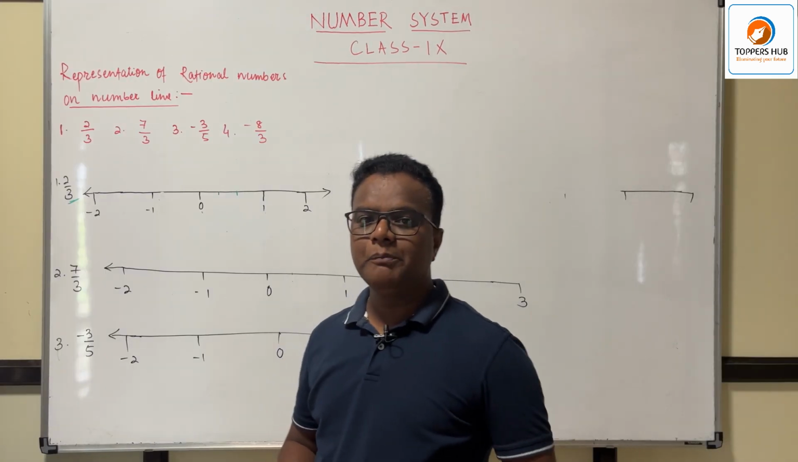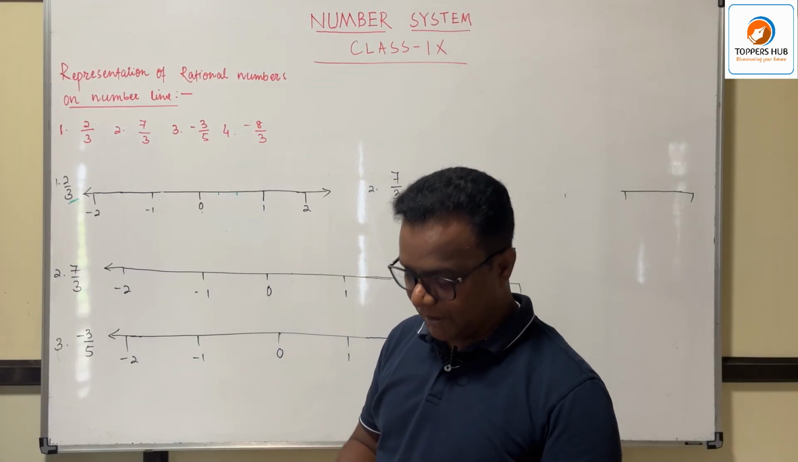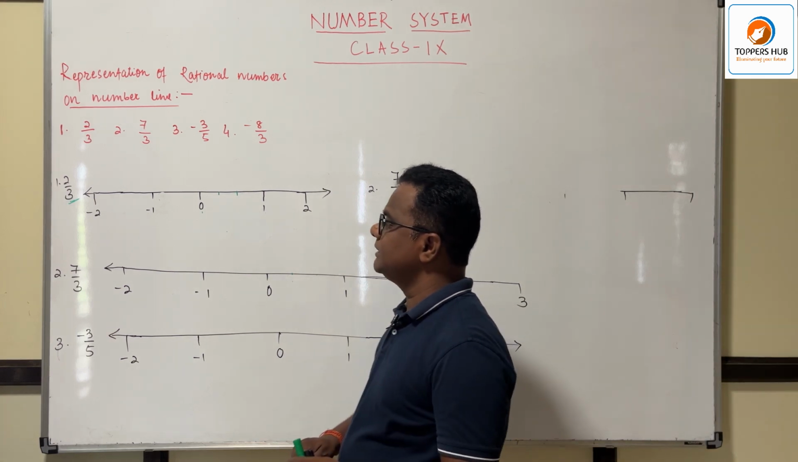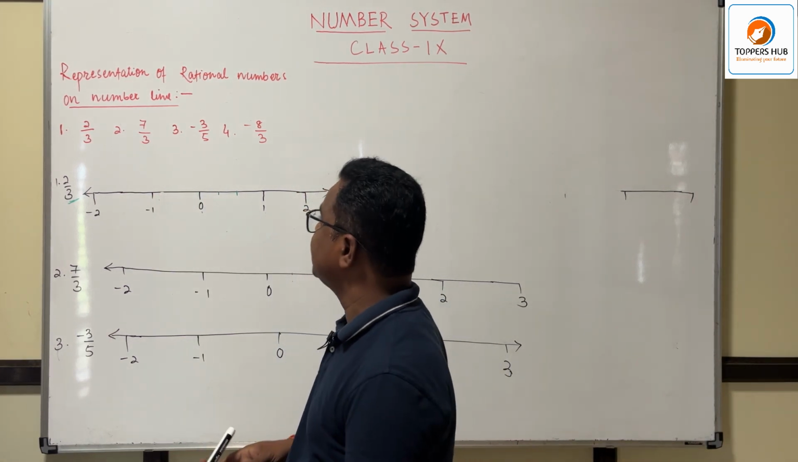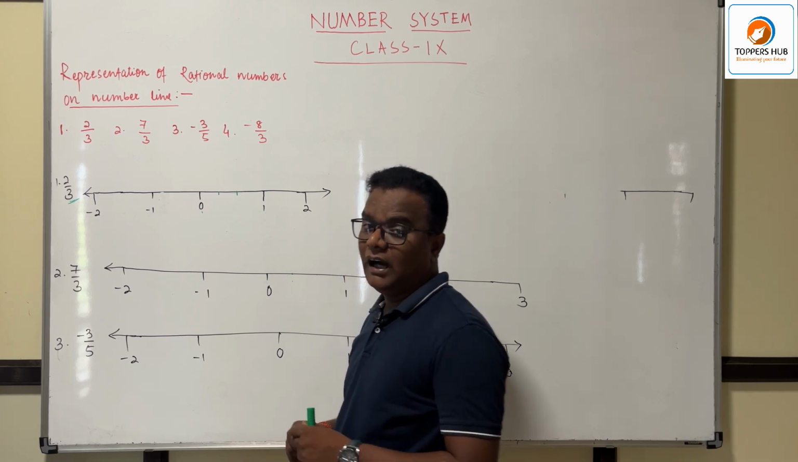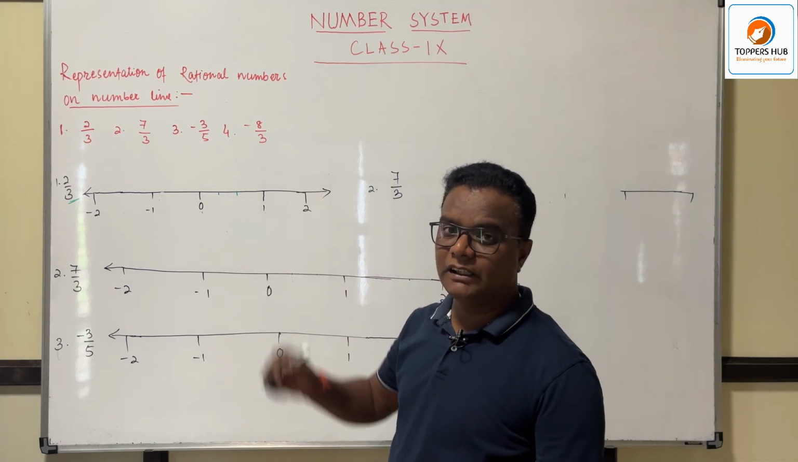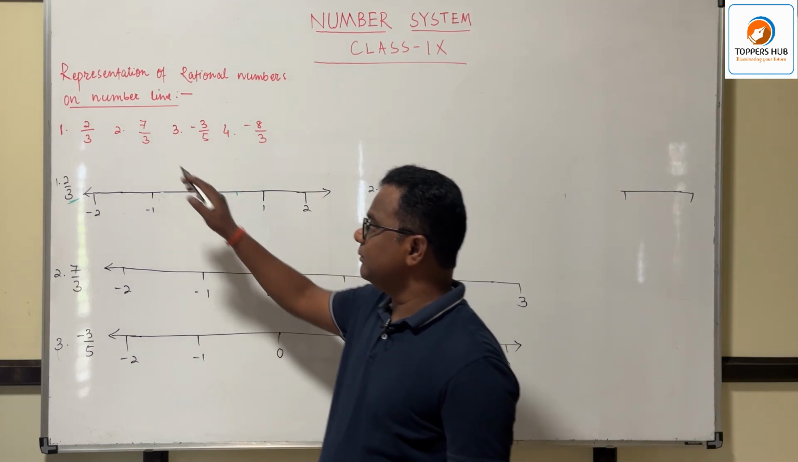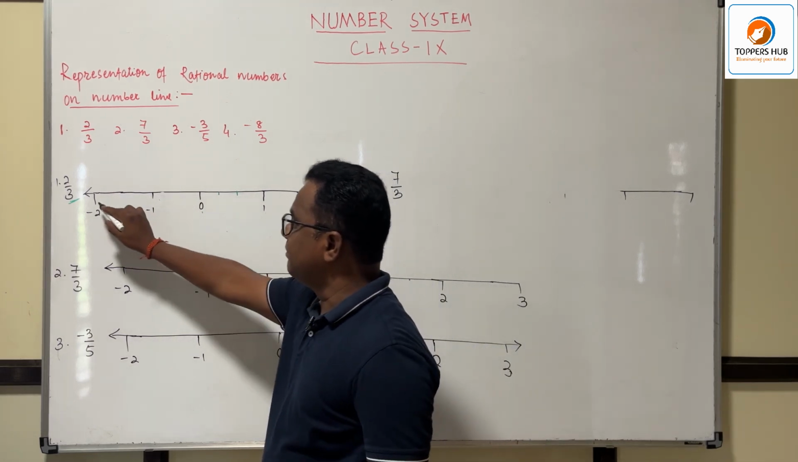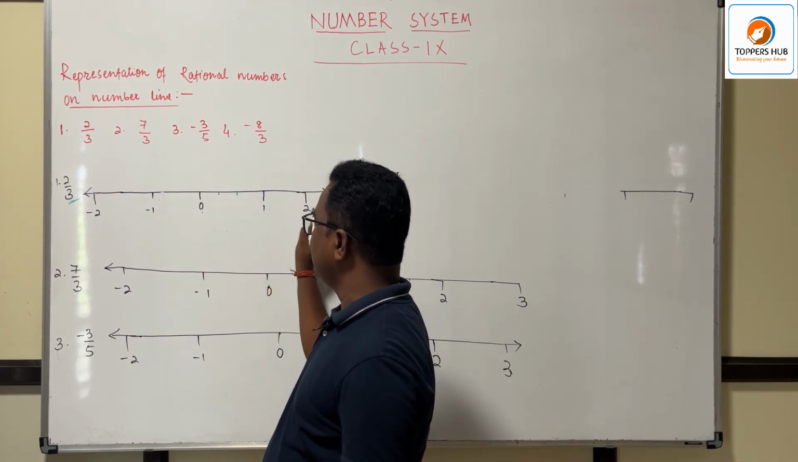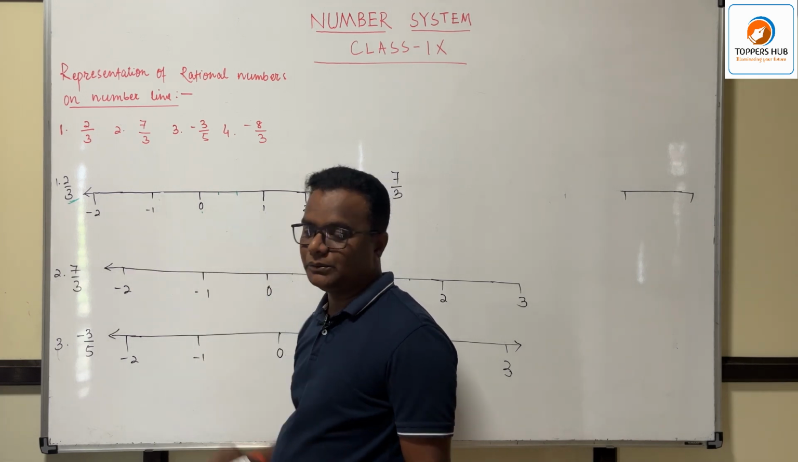Next one is representation of rational numbers on a number line. Suppose I have a few rational numbers like 2 by 3, 7 by 3, minus 3 by 5 and minus 8 by 5. How can I represent these rational numbers on a number line? First we'll look at 2 by 3. Now I have a number line. Here I have 0, 1, 2, minus 1, minus 2.